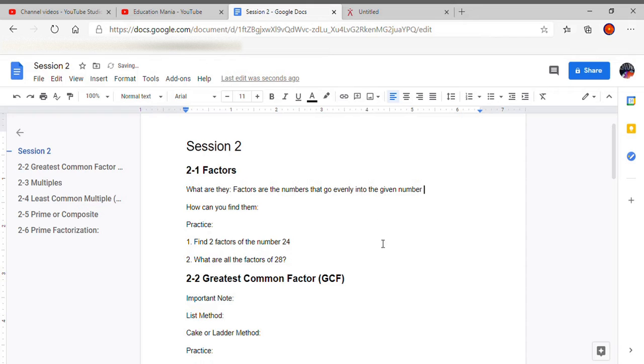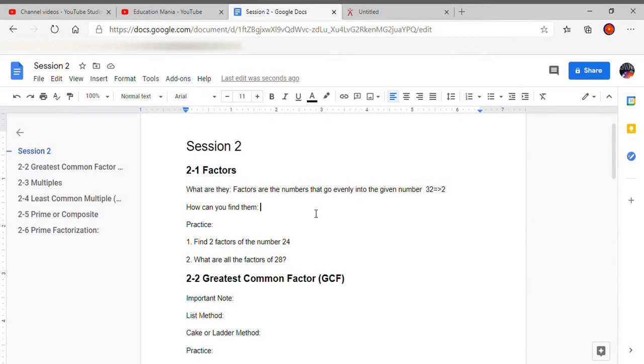So basically, pretend I have the number 32, and then we know that 2 goes evenly into 32 because when you divide them, you get a whole number, which is 16. So when I say evenly, I don't mean that it has to be even. I just mean that the outcome is a whole number.